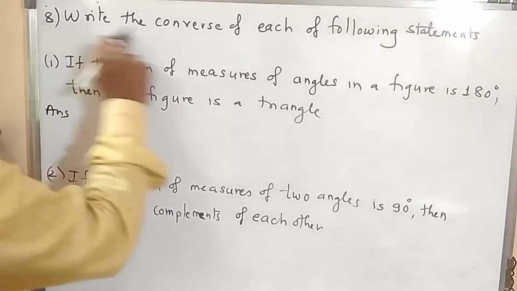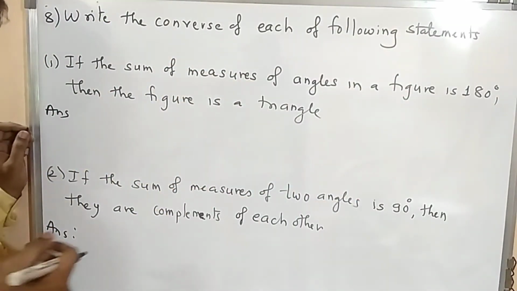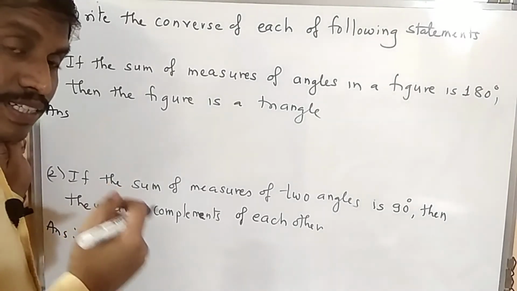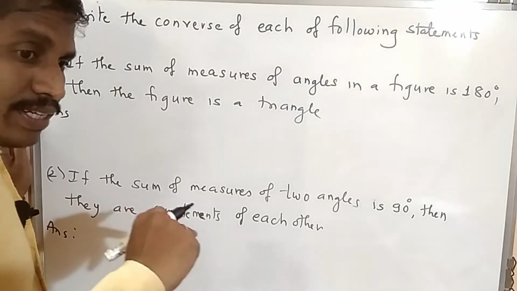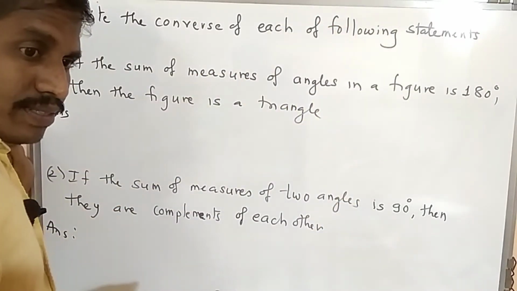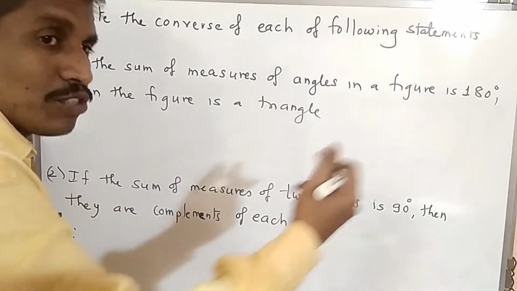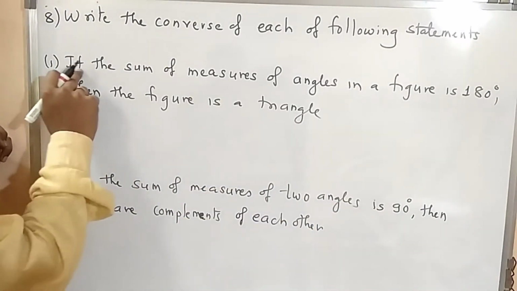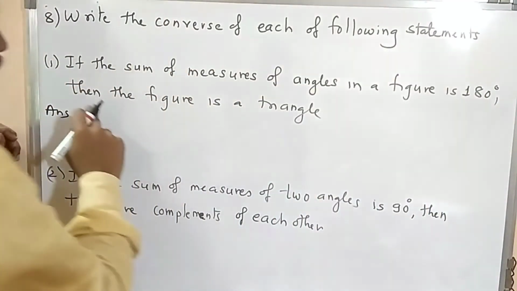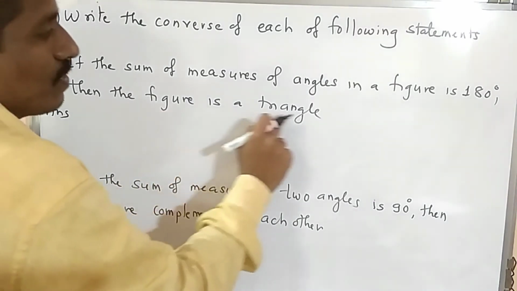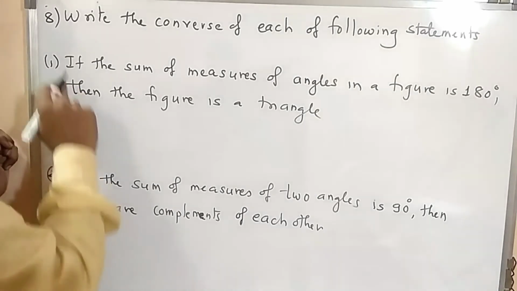Question number 8. Write the converse of each of the following statements. What do you mean by converse? When in a conditional statement, the given part and to be proved part are interchanged, the statement formed is called converse. Here, if the sum of measures of angles in a figure is 180 degree, then the figure is a triangle. Here, this is the conditional statement. If and then is there.